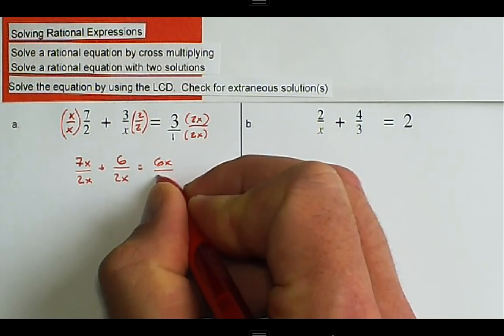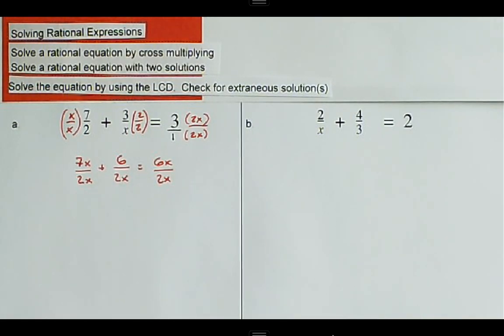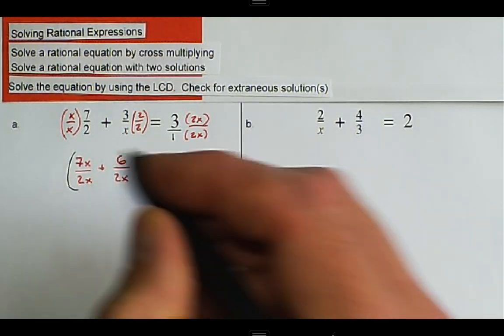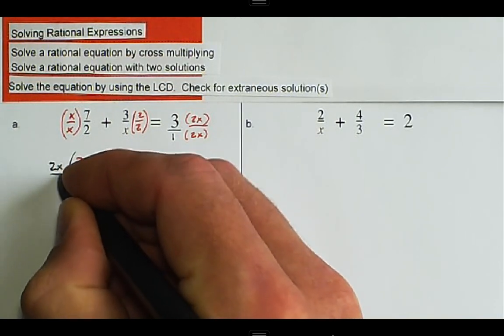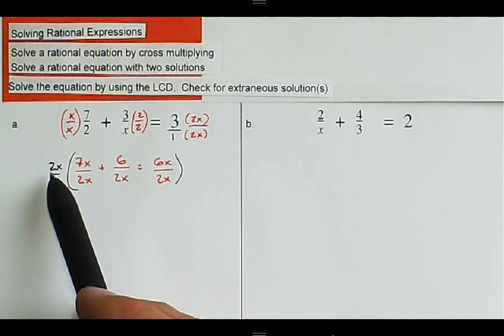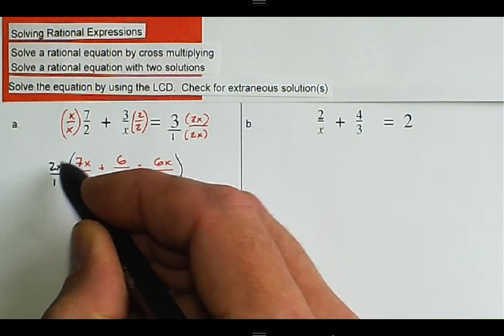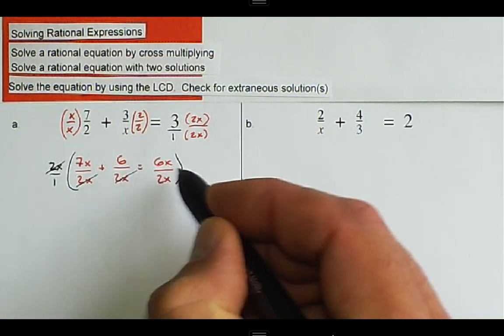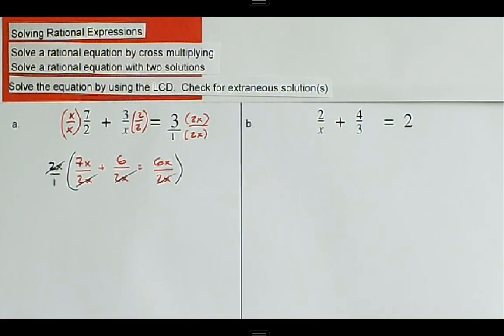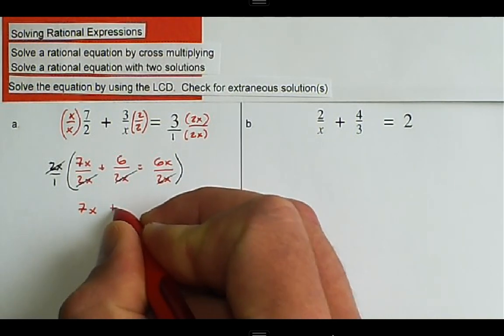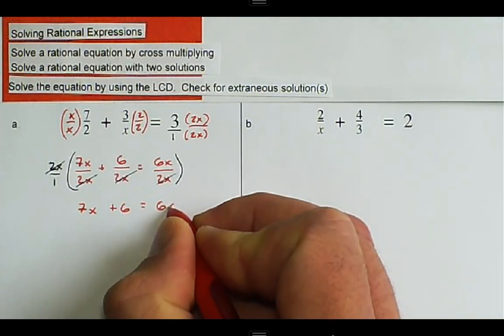6x over 2x. Now, one thing that we notice here is all of our denominators are 2x. And one way that we can really simplify this for ourselves is if we multiply the whole fraction by 2x over 1. Now we have 2x in the numerator, 2x in the denominator, and when we distribute this to each term, the 2x and the 2x cancel each other out. And what we're going to be left with is just 7x plus 6 equals 6x.